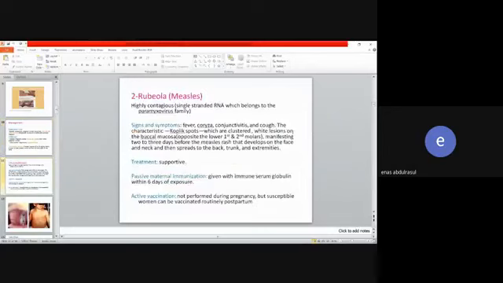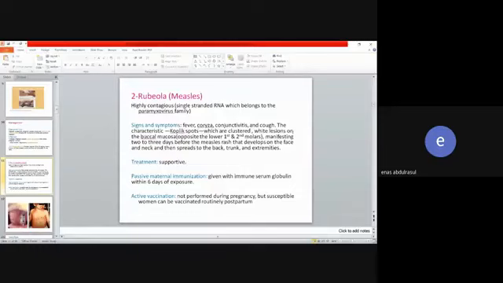Now, the second commonest example of viral infections is infection with rubeola. This causes what is known as measles. Measles means الحصبة. This is again a highly contagious disease. It is caused by rubeola, which is a single-stranded RNA virus that belongs to the Paramyxoviridae family.